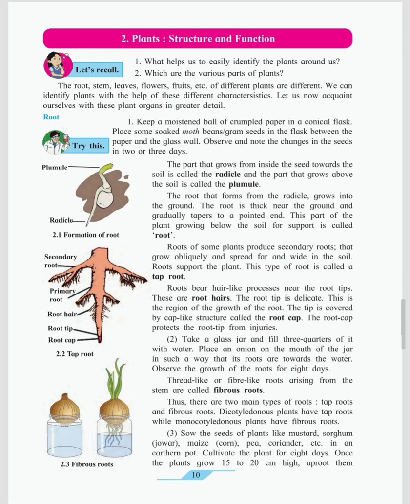Welcome back, students. Let's recall what we have studied in this lesson, plants, structure and functions. We have studied different parts of the plants. First, we came to know what are roots. Plumule and radicle are the two parts of the seed when the seed starts growing, when it germinates. The upper part which grows above the soil is called the plumule, and the part which grows inside the soil is called the radicle.